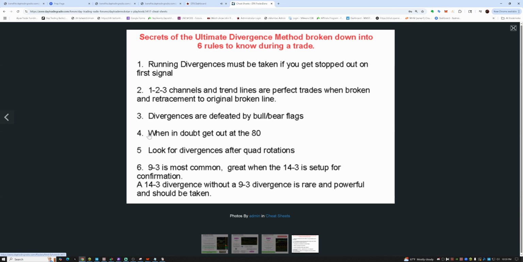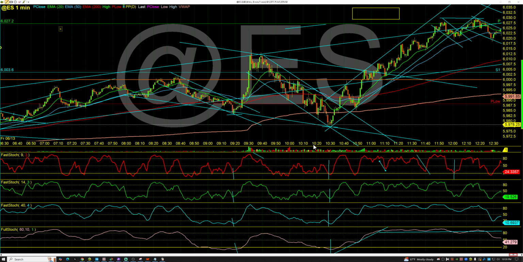This is a little bit more advanced, or not advanced, but better tricks or tips, I should say, for this methodology to work really good. Things that I look for: divergences after quad rotations, very good. And the 9th, this is really a great one. The 9-3 divergence and the 14 divergence together happens a lot. But if there's ever a 14-3 divergence without a 9-3 divergence, it's rare and more powerful. It's a very powerful divergence when that happens, and you should always take that trade. All right, a couple tips there.